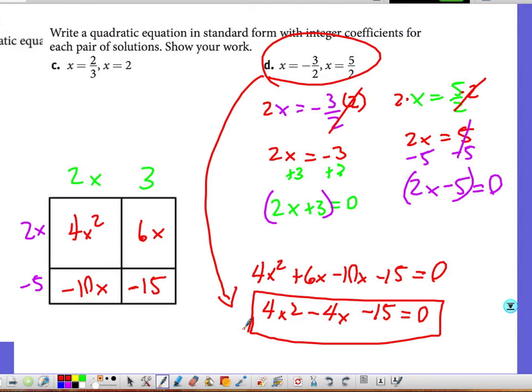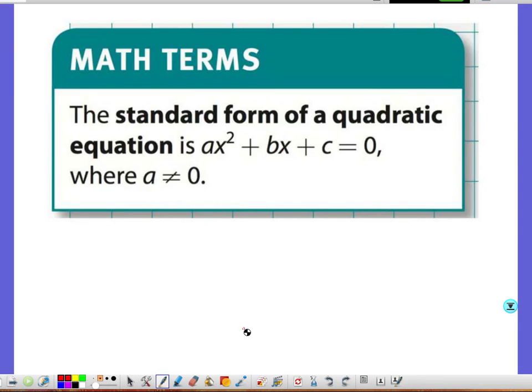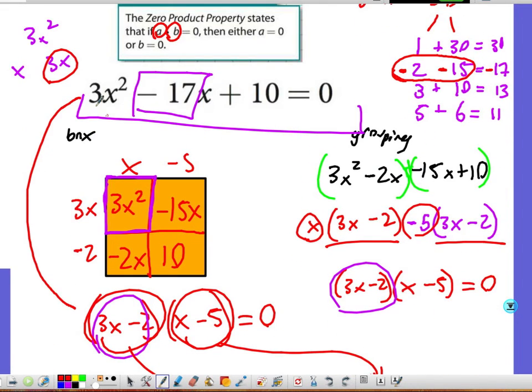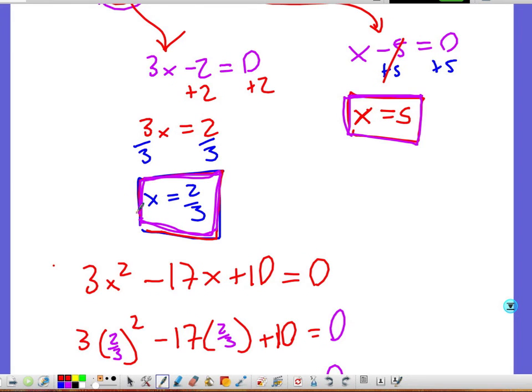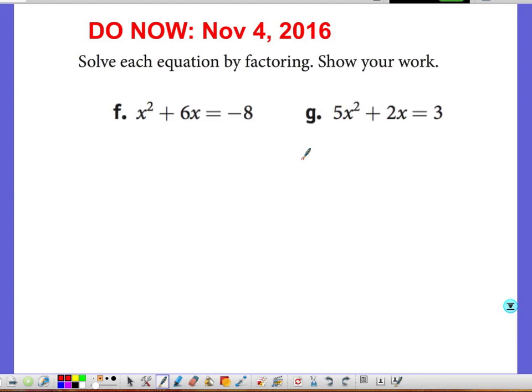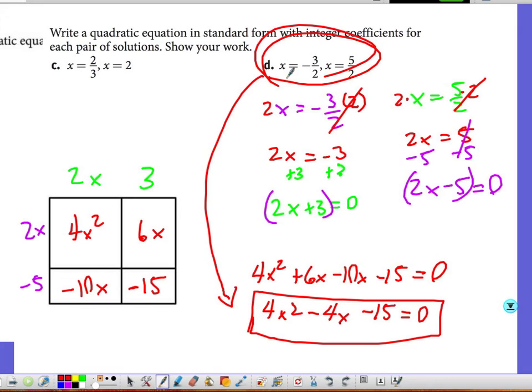Alright, so just to summarize what we did during this lesson, first thing we wanted to do is take our quadratic equation and find the two solutions by using factoring. And then we wanted to do it backwards. We started with two solutions and found what the quadratic equation is. That's basically what lesson 7-3 is all about.